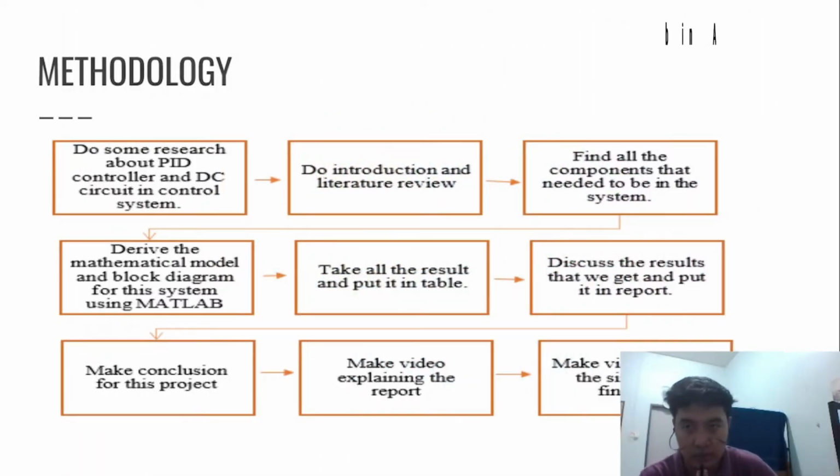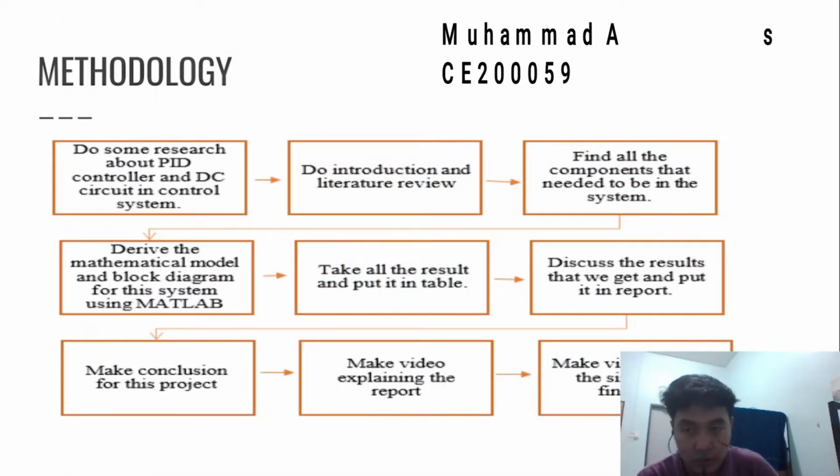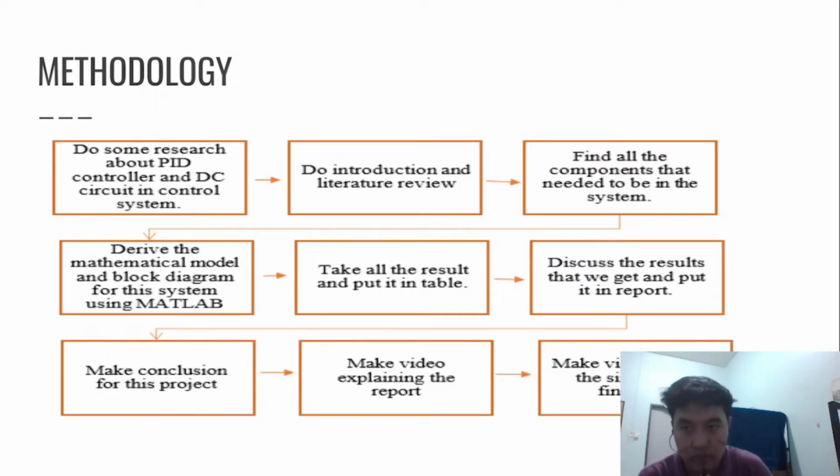Today I will present about the methodology of our group project. First, we do some research about PID controller and DC circuit in control system. Then we do the introduction and literature review. We find all the components that are needed in the system. We derive the mathematical model and block diagram for the system using MATLAB, take all the results and put them in a table, and then we discuss the results that we get and put them in the report. We make a conclusion for this project, make a video explaining the report, and make a video explaining the simulation findings.